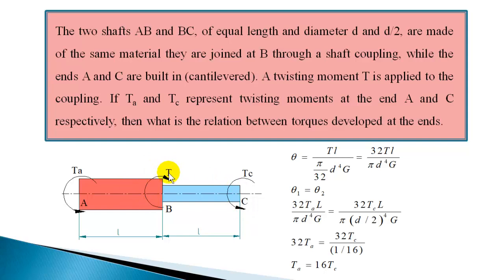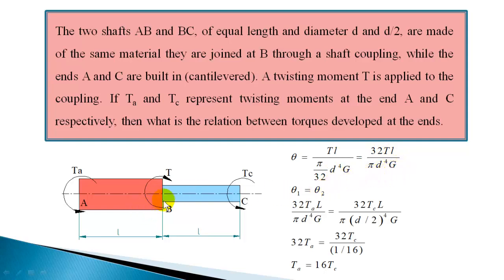Now you have to find out the relationship between the torque developed at the ends. So that it is a relationship between TA and TC you should find out. We know that angular twist in a solid circular shaft is given by TL by JG, and J is pi by 32 d to the power of 4. So you get 32 TL by pi d to the power of 4 G as the angular twist.